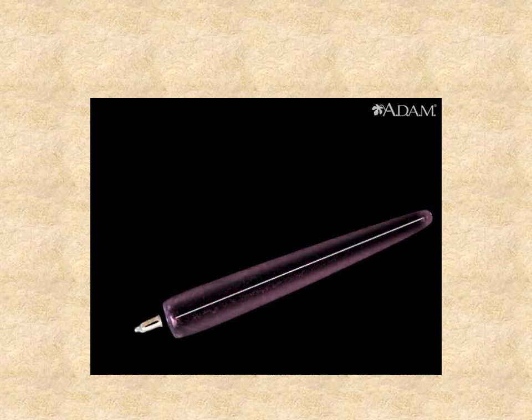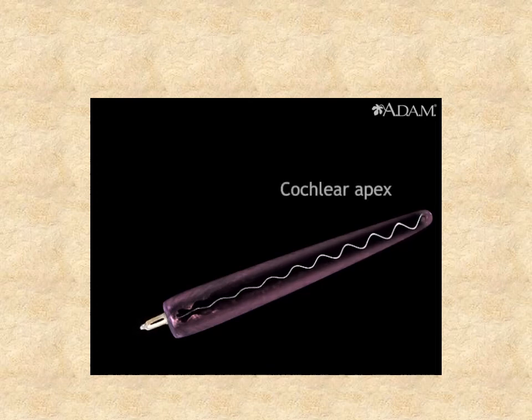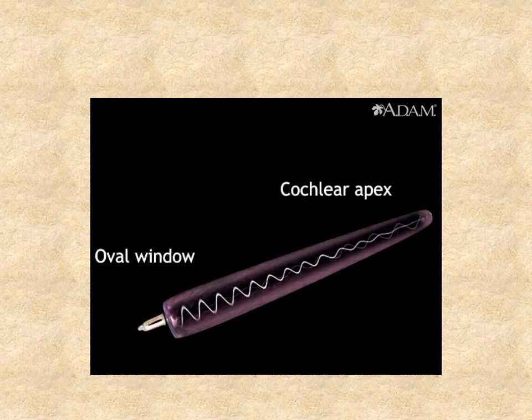First, the stapes rocks against the oval window. This transmits waves of sound through the cochlear fluid, sending the organ of Corti into motion. Fibers near the upper end of the cochlea resonate to lower frequency sound. Those near the oval window respond to higher frequencies.